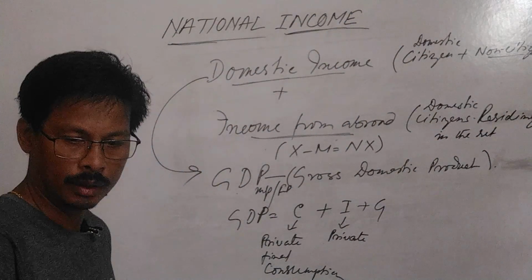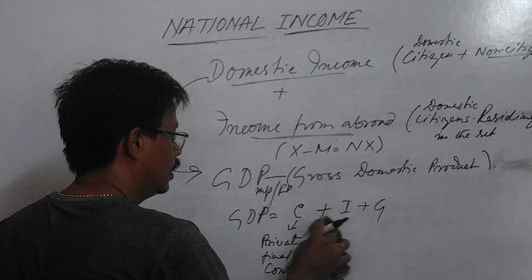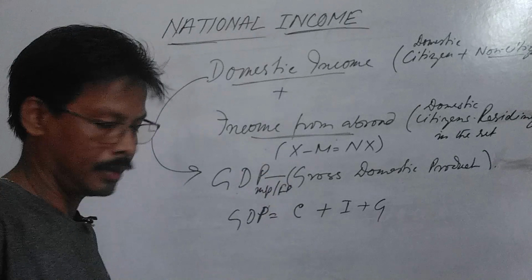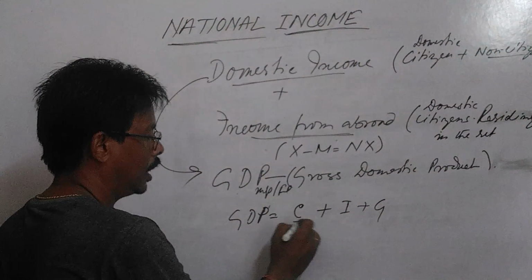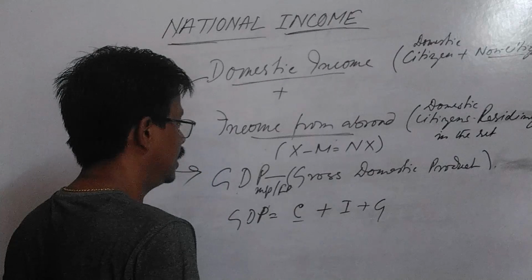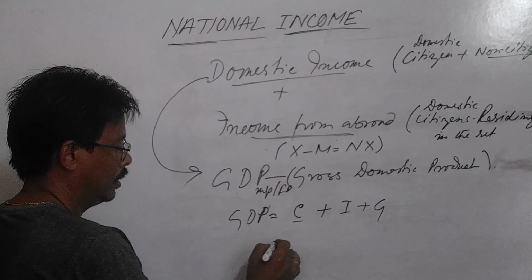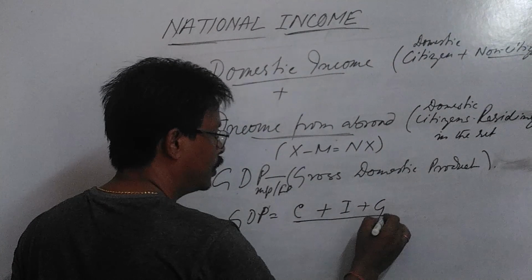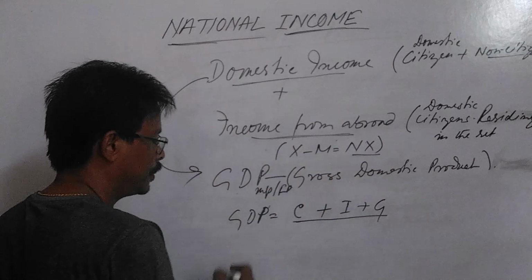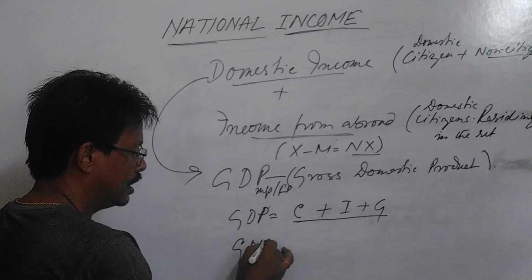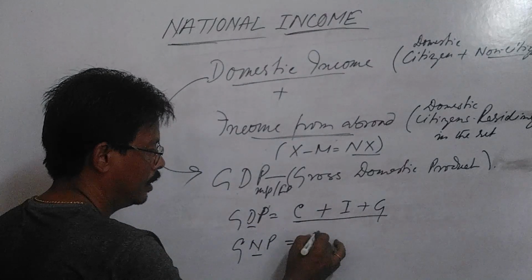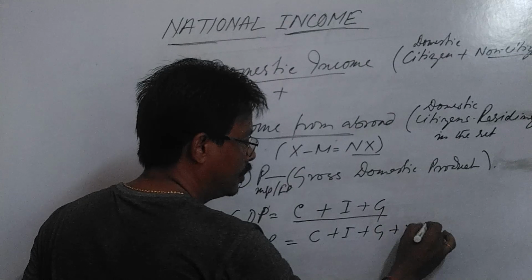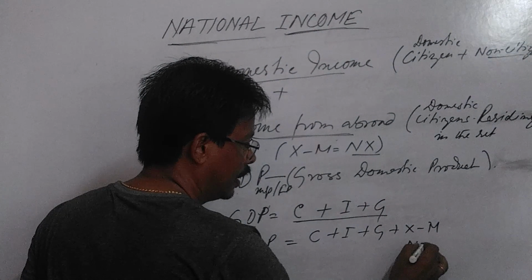To calculate gross domestic product in the expenditure method, GDP is accounted with the help of consumption, investment and government expenditure. When we add exports and imports, or net exports, with these expenditures, it becomes gross national product. The difference is this: C plus I plus G plus X minus M, or you may write NX.